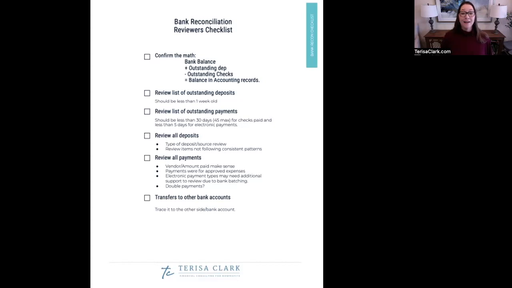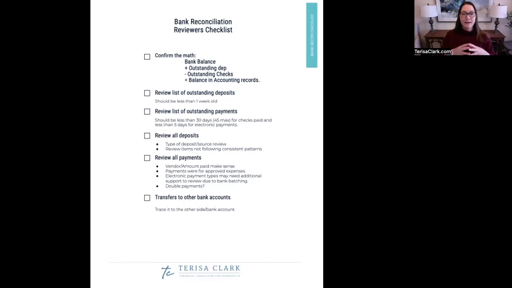The next one is reviewing all deposits that did clear the bank. Here we're looking for what's the type of deposit? What's the source of it? Side note here, if you're using QuickBooks, one of the things that I really dislike about QuickBooks on both deposit and payment side is you can leave vendors off of things. It just doesn't even make sense. Or customers, I think is what they can be called on the deposit side. You're looking to say, does every transaction show its source?